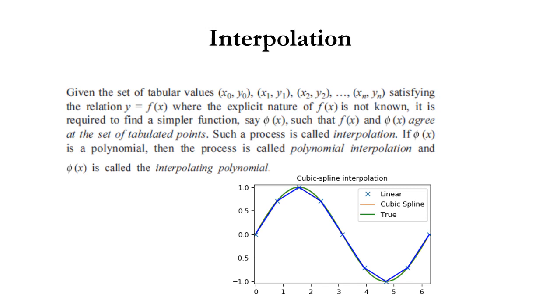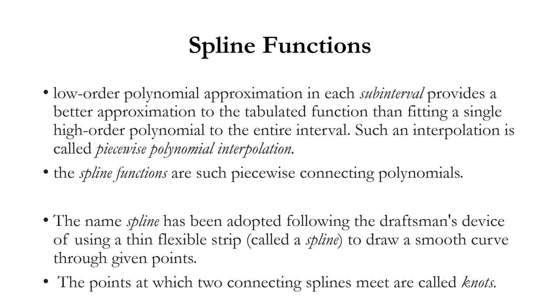And if phi of x is a polynomial, this is called polynomial interpolation, and the corresponding polynomial is called the interpolating polynomial. There are different techniques for interpolation: Newton's forward difference formula, backward difference formula, Lagrange's interpolation, cubic spline interpolation, and like that.